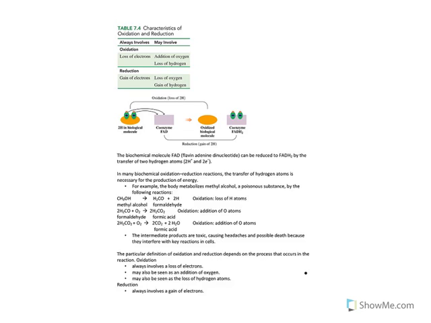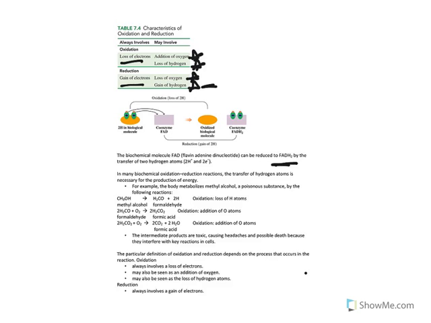Okay, so again, a little bit more about oxidation and reduction. Oxidation is the loss of electrons, as we said. Reduction is the gain of electrons. But oxidation can also mean the addition of oxygen or the loss of hydrogen. Reduction can also mean the loss of oxygen or the gain of hydrogen. For example, the biochemical molecule FAD, which stands for flavin adenine dinucleotide, can be reduced to FADH2 by the transfer of 2 hydrogen atoms. So we have gained hydrogen, therefore we are reducing the molecule.